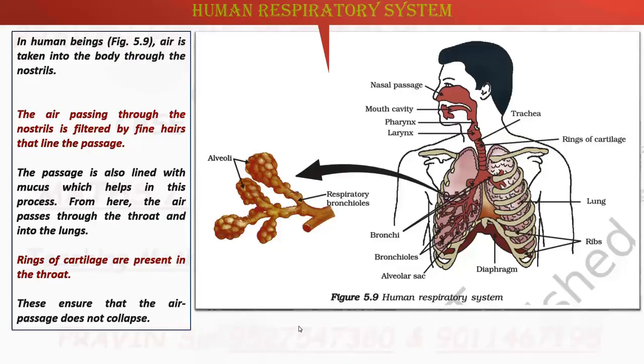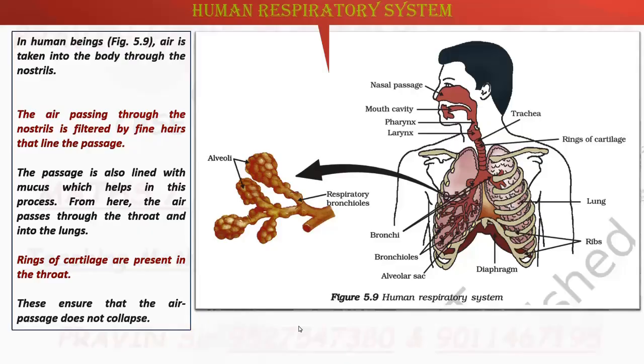Then on the trachea, you are seeing rings of cartilage. They maintain the flow of air and do not allow collapse of the air passage. Then air goes through the bronchi and passes to the alveoli. These are the sac-like structures where you will be seeing an extensive network of blood vessels.